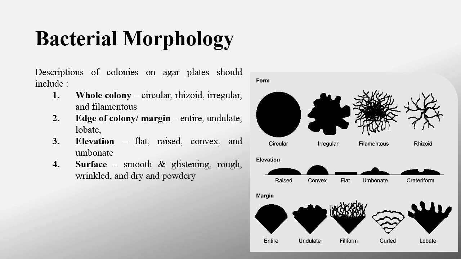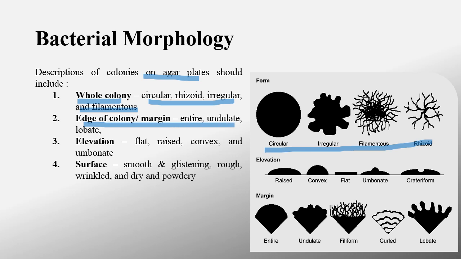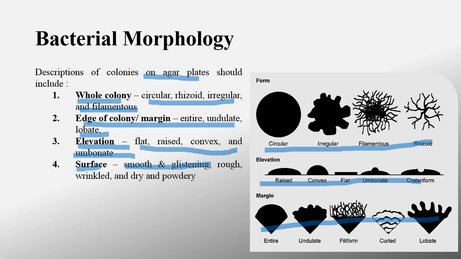Okay, this diagram shows a description of colonies on an agar plate. You can study a bacterial colony as a whole, such as circular, rhizoid, irregular and filamentous, as shown here. Or you can study the edge or margin of the colony, such as entire, undulate and lobate, which has been shown here. Sometimes people also study the elevation of the colony, whether it is flat, raised, convex or umbonate, which is shown here. And sometimes you can also study the surface, whether it looks smooth and glistening, or rough, wrinkled and dry or powdery.